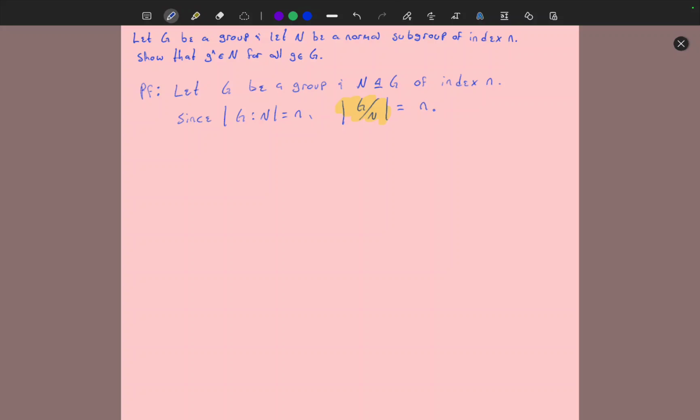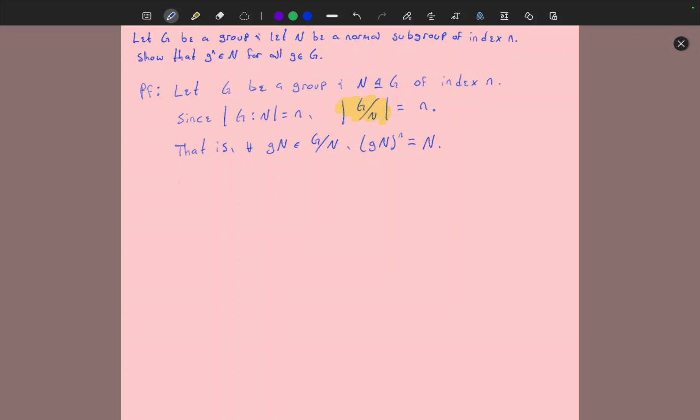And since it does form a group, we know that if we take any element in this quotient group and raise it to the n power, we will get back to the identity element. Let's recall that elements in this quotient group are just cosets. So for every element in this quotient group, if we take the element and raise it to the n power, this is going to give us the identity element. And in this quotient group, the identity element is just the normal subgroup N.